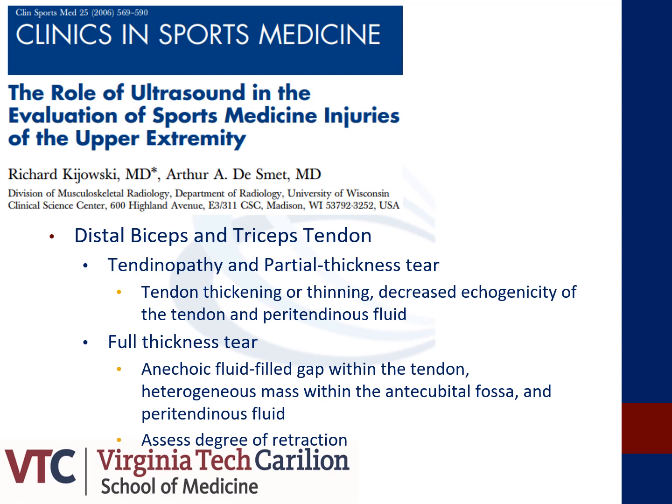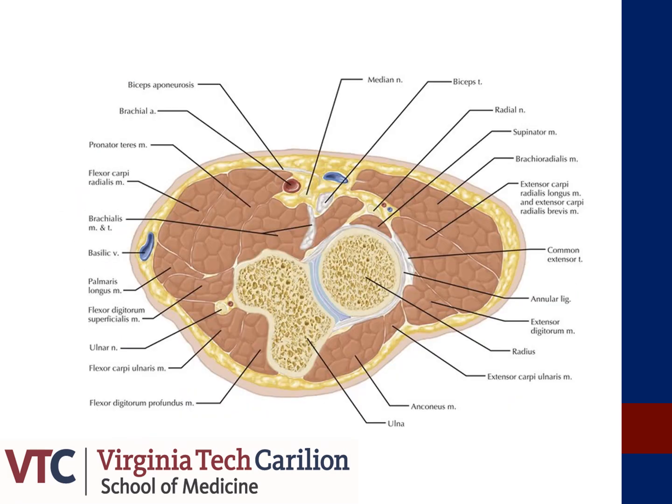Once again, when looking at ultrasound imaging, it is important to remind ourselves what an abnormality should appear like, and it can appear as a thickening or thinning of the tendon, a decrease in the echogenicity and associated fluid. A full thickness tear will once again show an absence of the tendon. It can show some heterogeneous mass associated with the hematoma formation, and it can be utilized to assess the degree of retraction. Here is just a cross-sectional image of the anatomy near the elbow.